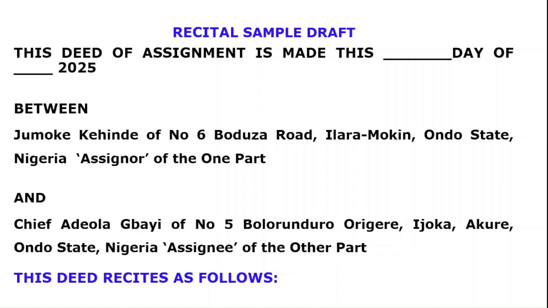okay, now, "this deed recites as follows." But you can go ahead to now say, okay, let me write the introductory recital, or let me write the narrative recital. How do you know how to draft it? Very simple. Look at your scenario. So let's go back to our scenario. So we know how to draft the recital.